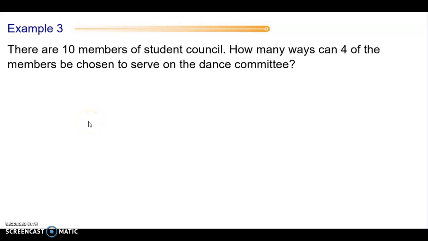Section 2.5, 2.6. Example 3. There are 10 members of student council. How many ways can 4 of the members be chosen to serve on the dance committee?